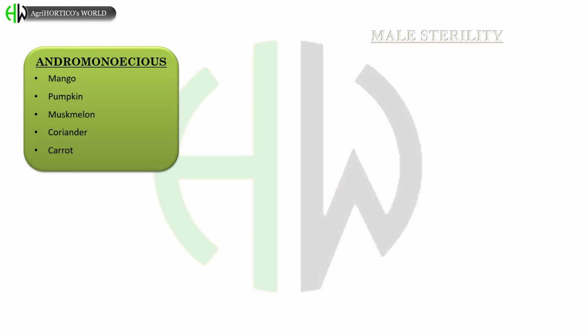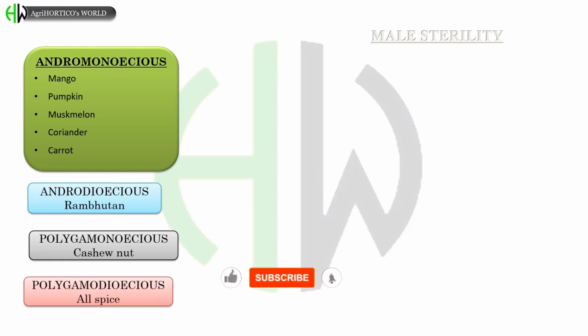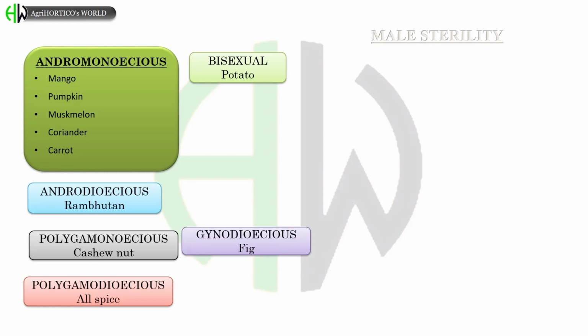Examples for andromonoecy: mango, pumpkin, muskmelon, coriander and carrot. Example for androdioecious is rambutan. Example for polygamomonoecious is cashew nut. Example for polygamodioecious is allspice. Bisexuality is observed in potato. Gynodioecious is seen in fig.